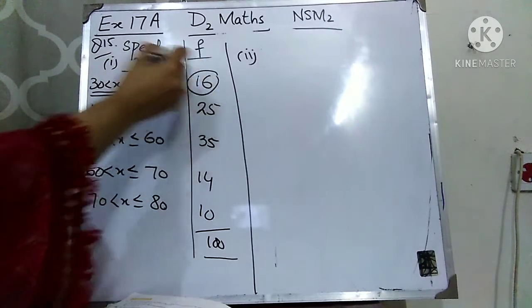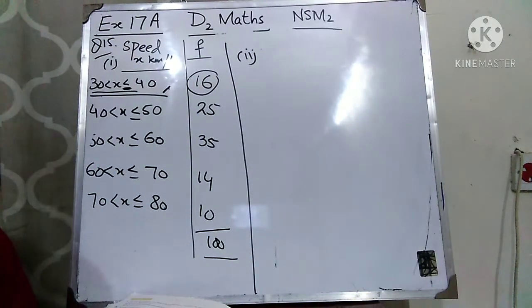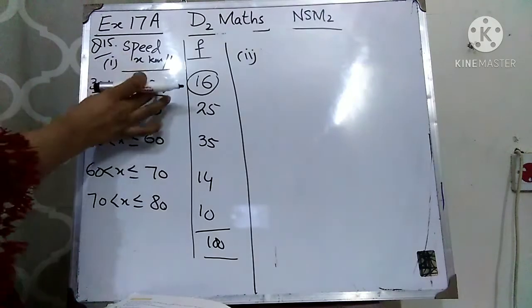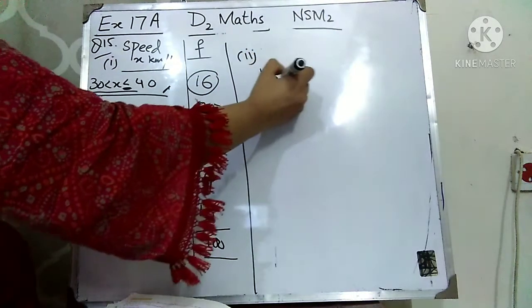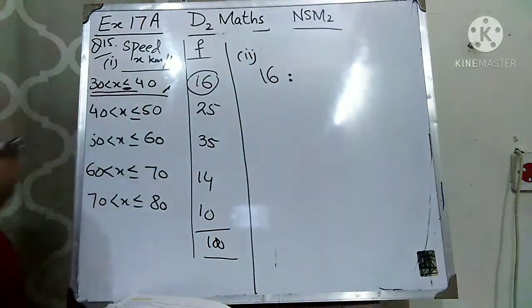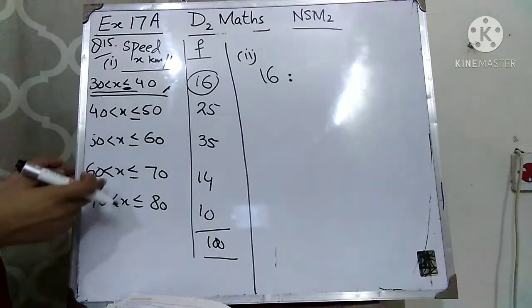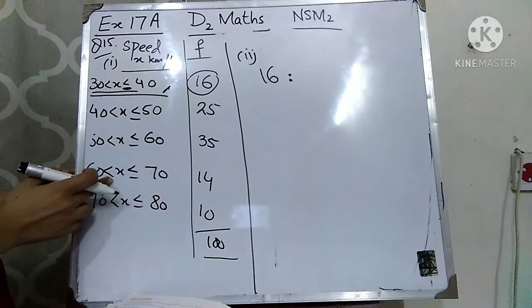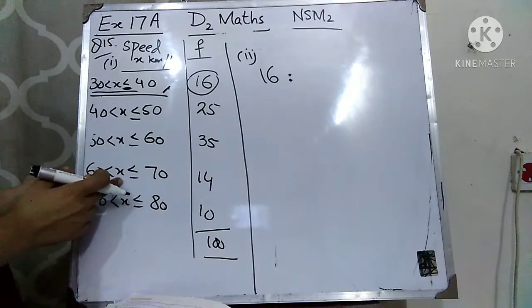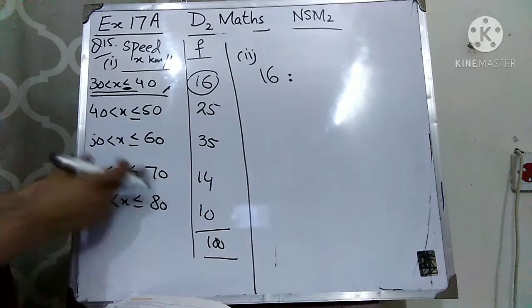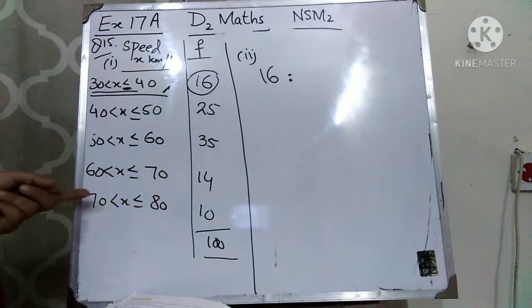Okay, students, in part 2 we have to find the ratio. See, it's written: find the ratio of the number of vehicles which travel at a speed of not more than 40 km. Not more than 40 km means till 40. There is only one range, 30 to 40. So there are 16 vehicles whose speed is not more than 40. So you will write down 16 over here, and put the sign of ratio because we are finding the ratio.